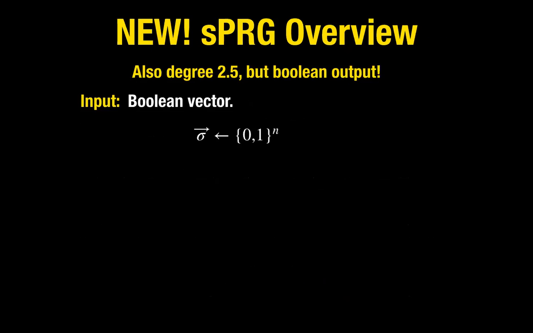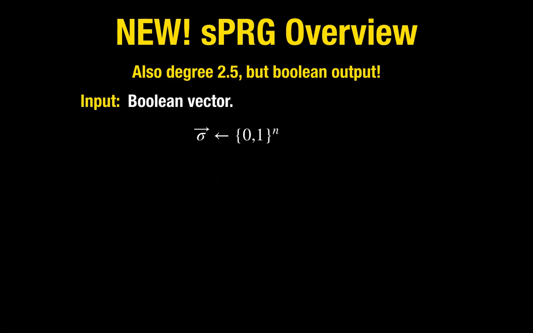And in this work, we construct this notion of structured seed PRG, which is also a degree 2.5 PRG. So there's going to be a leakage, and it's going to have a Boolean input and output. But this time around, we'll be able to prove security. That's the main point of our work.